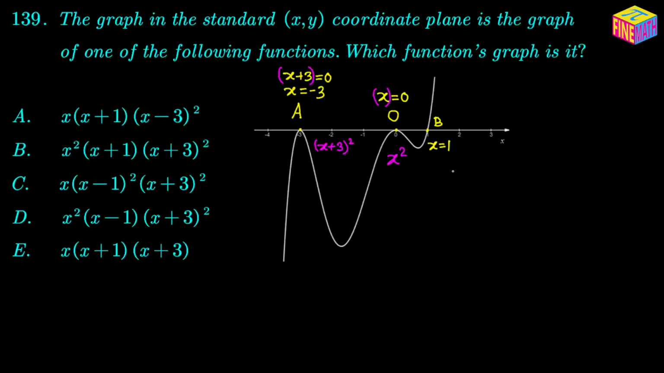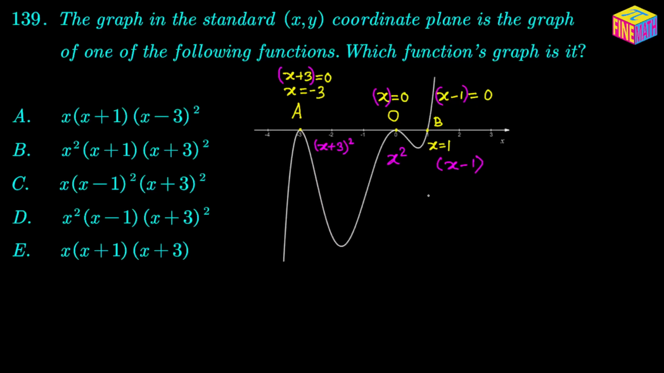And then at point B, the graph cuts the x-axis. That means the multiplicity of the zero factor at point B would be 1. So then what is the zero factor at point B? Well, the zero factor would be x minus 1 equals 0. That means this is the zero factor and here the multiplicity of this factor would be 1 because it cuts the x-axis at that point. So then for point B, the zero factor would be x minus 1 to the power 1. So I'm just not writing that. I'm simply saying that it's x minus 1.